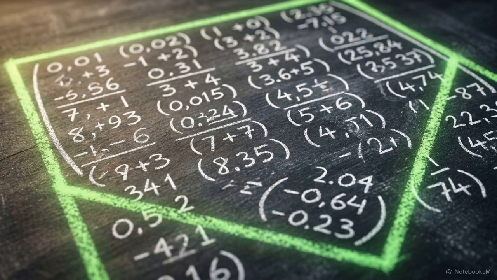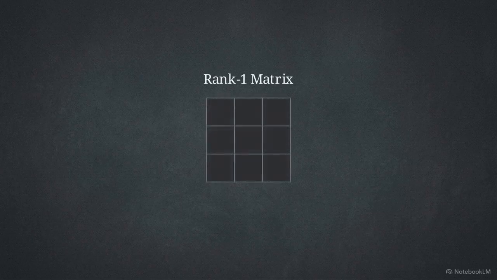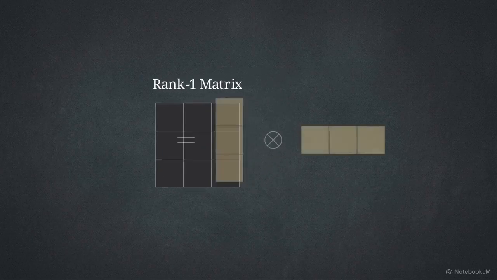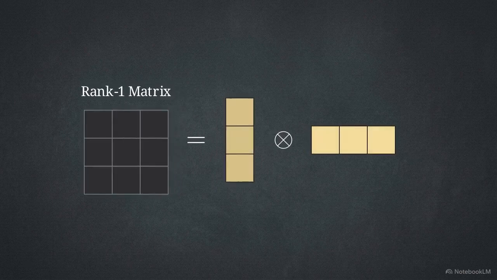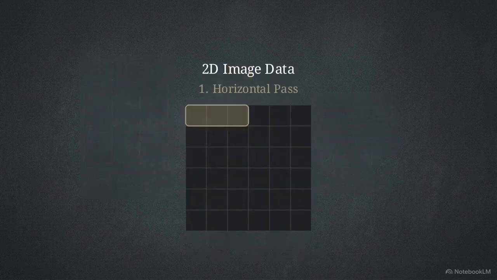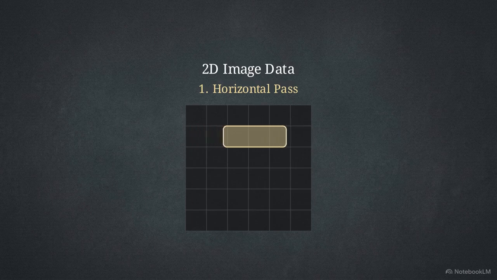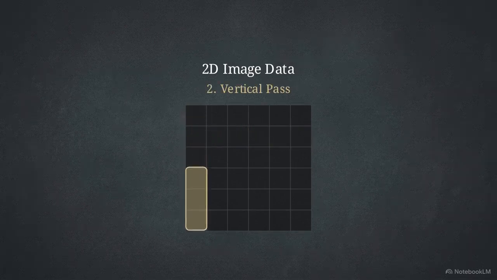The condition for separability is that a 2D filter matrix must have a rank of exactly 1. A rank 1 matrix can be mathematically factored into the outer product of 2 distinct one-dimensional vectors. The isolated column vector represents a dedicated vertical filter, H1 of n. The isolated row vector represents the dedicated horizontal filter, H2 of m. Applying a separable 2D filter is mathematically identical to filtering the data horizontally and then filtering that result vertically.